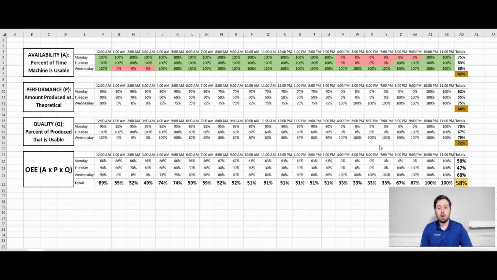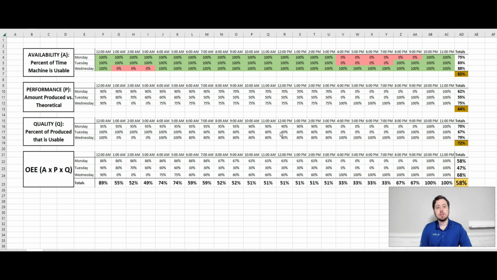Also, if we look at quality, it looks like also Tuesday, a little bit on Monday as well, there was a dip in quality from about 6 a.m. to, was that about right before the machine went down. So those are two areas where we could really improve. And this OEE analysis is going to be able to show us and say, okay, here's where our improvement opportunities lie.